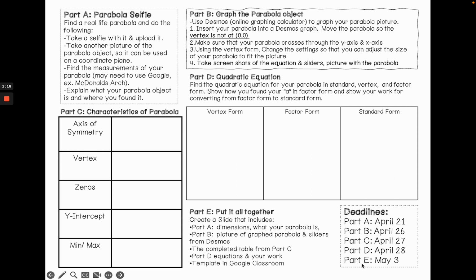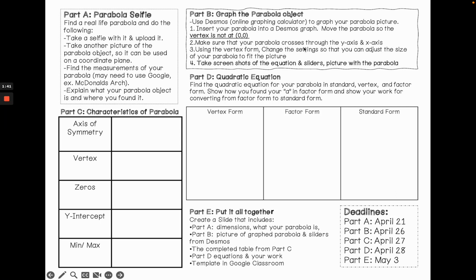Again, this project will be done solely in class and will be due at the end of each period, unless it's something like the 26th or May 3rd. That's going to be a couple days that we'll be working on it in class, and then again due on all of these dates. So part A is just identifying the selfie.